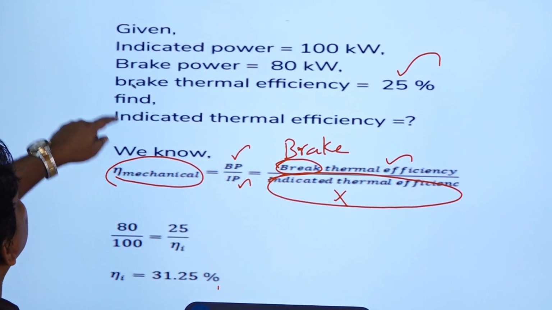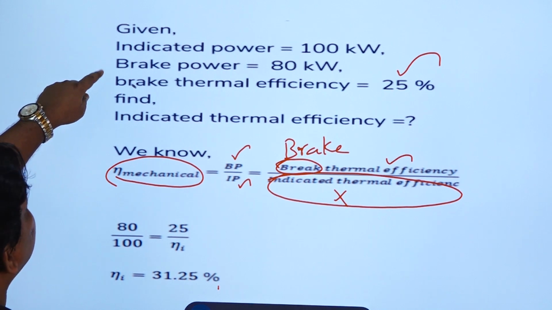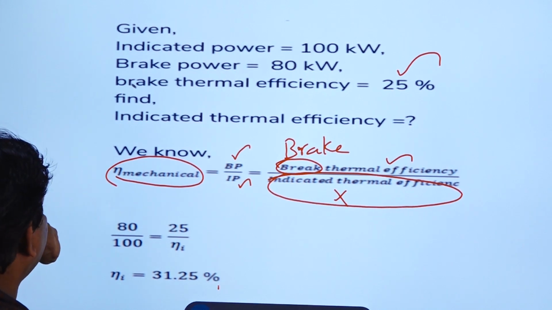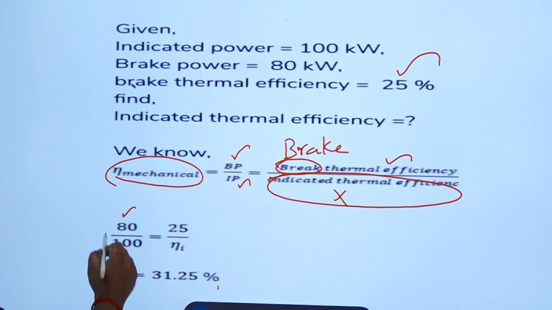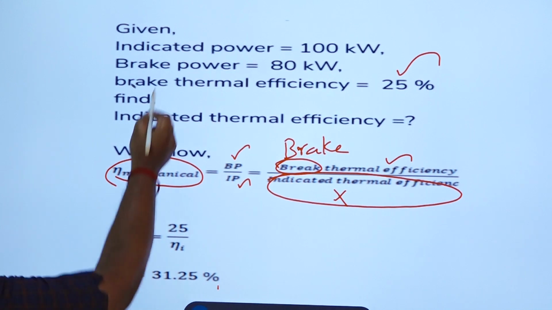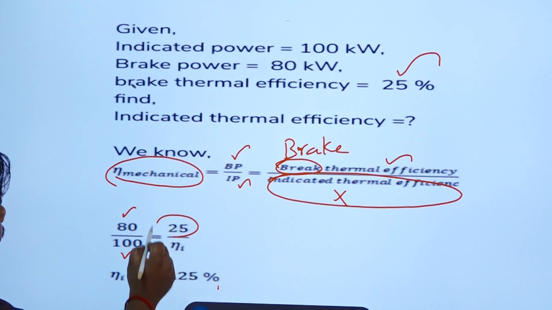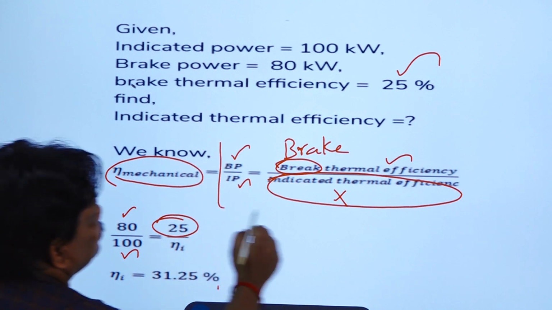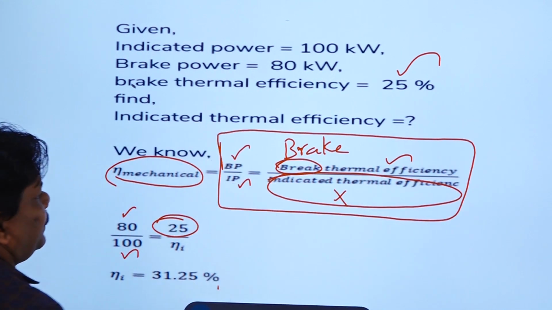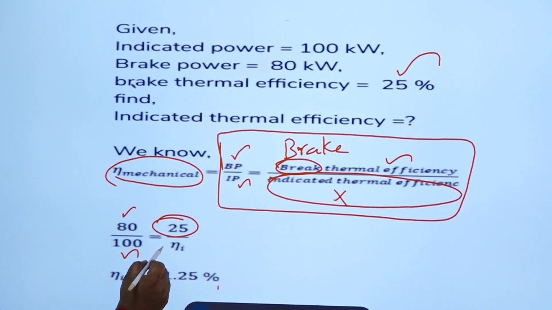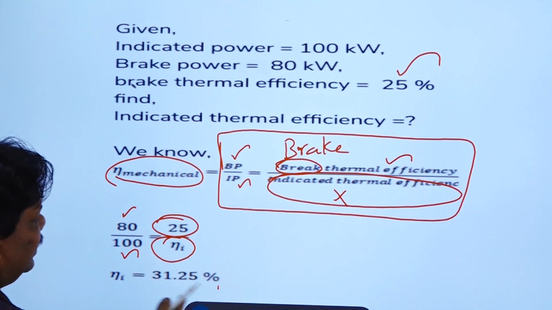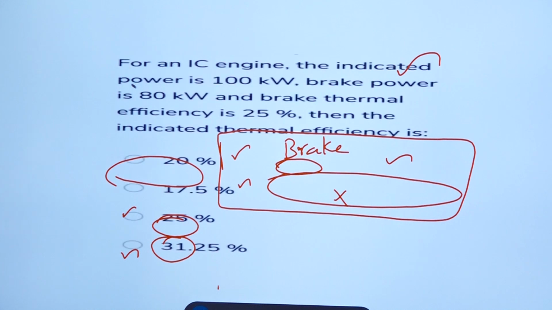So what is the value of this mechanical efficiency? Whether mechanical efficiency is given to you. So brake power is given, and this indicated power. So from this you can find the value of this mechanical efficiency. So the brake thermal efficiency is known to you. So use this relation. So the only unknown will be this indicated thermal efficiency. You can get the value of this indicated thermal efficiency.